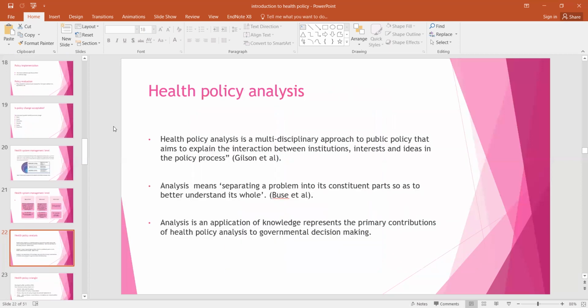Now comes health policy analysis. Health policy analysis is a multidisciplinary approach to public policies that aims to explain the interaction between institutions, interests, and ideas in the policy process. Analysis means separating a problem into its constituent parts so as to better understand its whole. Buse et al. give this definition, and an earlier definition is given by Gilson et al. Analysis is an application of knowledge, representing the primary contribution of health policy analysis to governmental decision making.